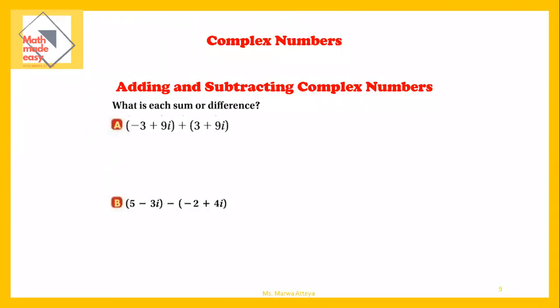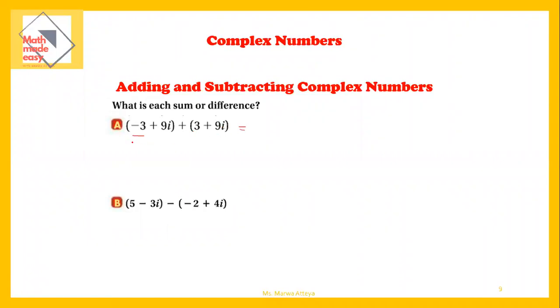Now, as we can see here, we have a question that says: what is each sum or difference? We have two imaginary numbers. One of them is negative 3 plus 9i, and we need to add it to 3 plus 9i. We did agree that part of the imaginary number is real, which is the first part here that does not have an i with it, and the other is the pure imaginary part. What we're going to do is combine like terms.